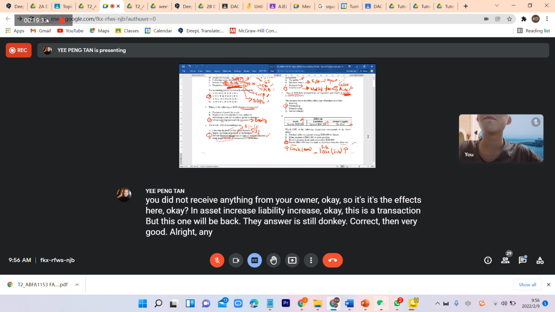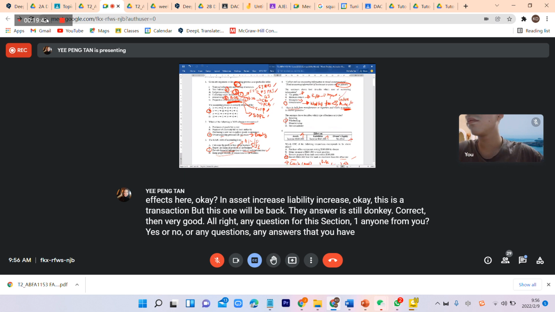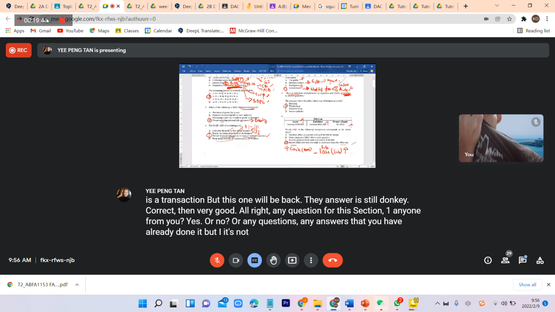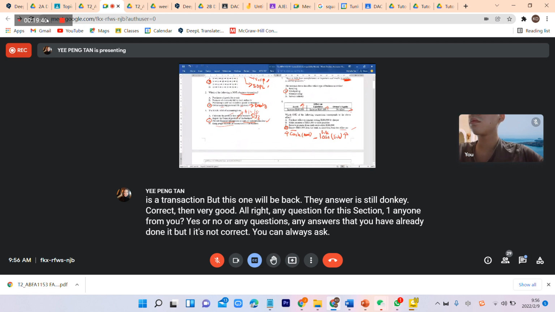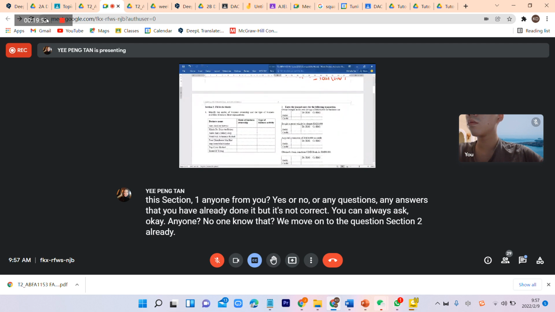Any questions for this section 1? Anyone from you? Yes or no? If you have any questions, or any answers that you have already done but are not correct, you can always ask. Anyone? No? Then we move on to section 2 already.